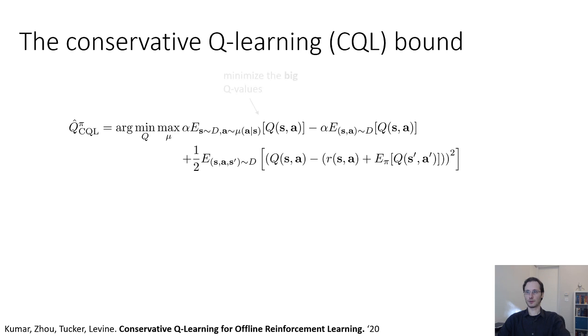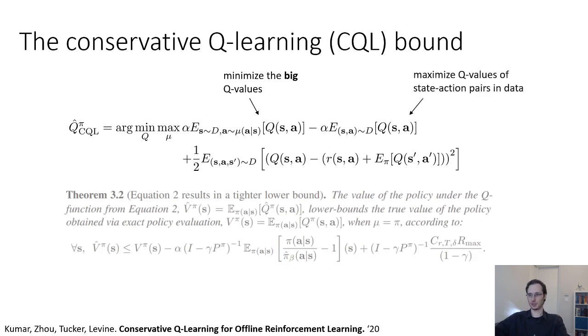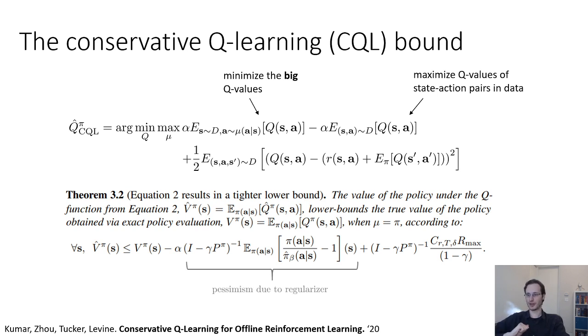So the full bound, the full conservative Q-learning algorithm is shown here. You minimize the big Q values and you maximize the Q values under the data. The full bound is written out here. So the left side is the estimated value function. It's less than or equal to the true value function minus a positive pessimism term due to the regularizer. And then there's this error term that accounts for sampling error.